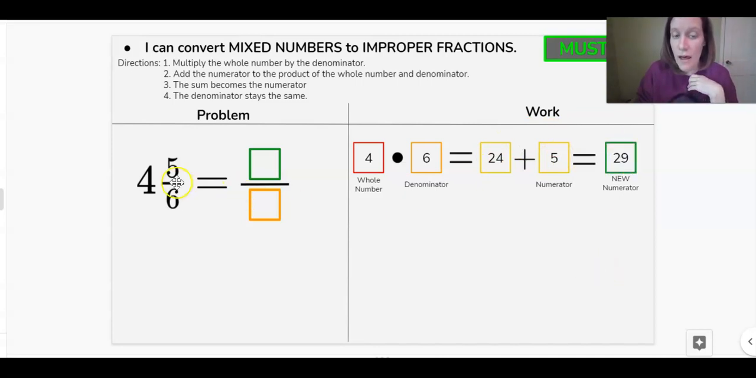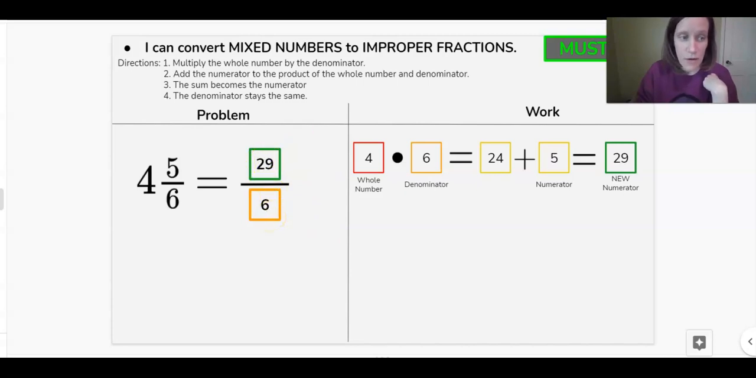So now once I had my 5/6 pieces plus the 4 candy bars that I cut into 6 pieces each, my total number of pieces of candy is 29. That is my new numerator. So that's what I'm putting right there, 29 pieces. And our denominator stays the same. So you're going to notice those colors match right here. Our denominator is still 6 because we still had our candy bars cut into 6 pieces. That didn't change. So what we saw here is that 4 and 5/6 has the same value as 29/6.